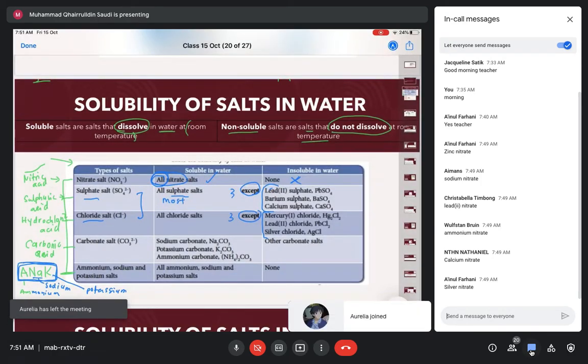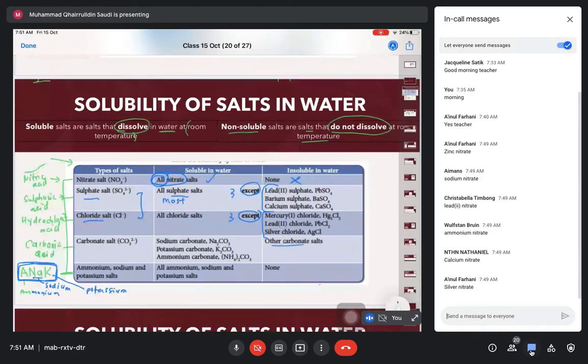But it is different with carbonate salt. Carbonate salt, most of it are insoluble, except for sodium, potassium and ammonium carbonate. They are soluble in water. Yang lain tu semua insoluble.